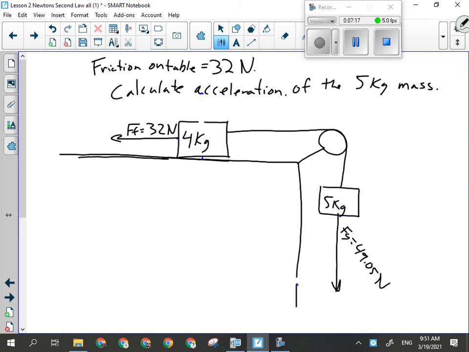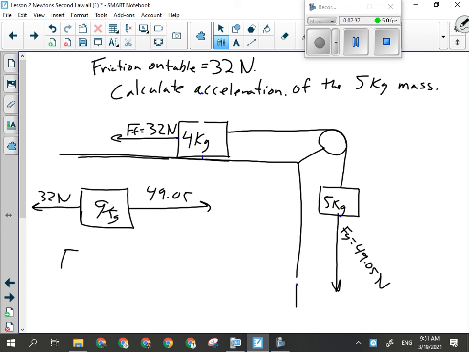Right, I have to put the masses together. This whole system has to accelerate. So I can calculate the F net by doing the vector sum of all forces on the system. 9 kilograms worth of mass being pulled this way by 49.05 newtons and this way by 32 newtons, meaning I've got 17.05 newtons worth of net force acting here.